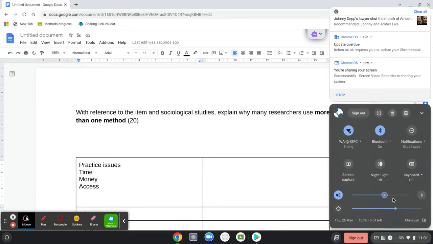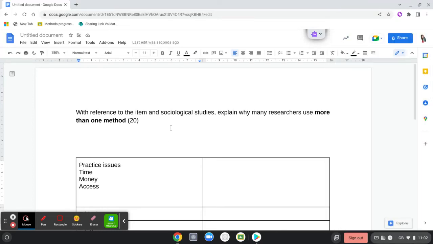Hello all, so we're going to have a look at this 20 marker on more than one method. It's a very, very old A-level question, but it came up before the specification changed. So it is quite likely you might get it. And again, it is a much more challenging question. So again, it's got reference to the item. You have to have the item, otherwise you can't get above 3 for AO2, and you have to reference 2 studies. Explain why researchers use more than one method.